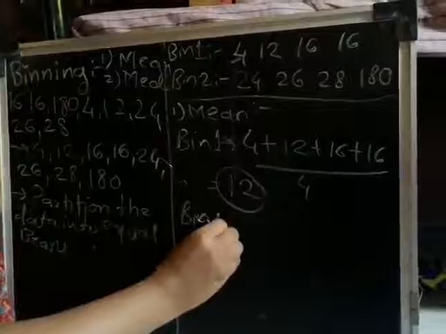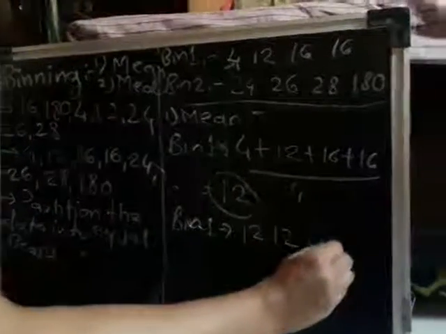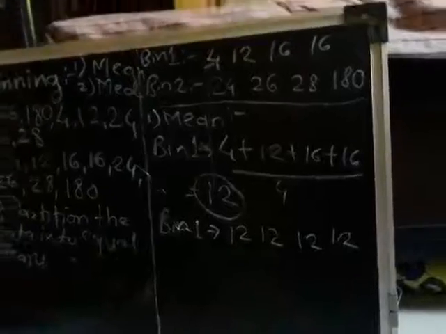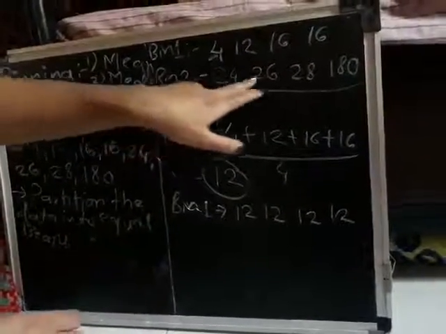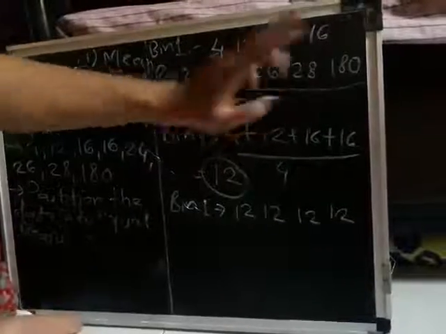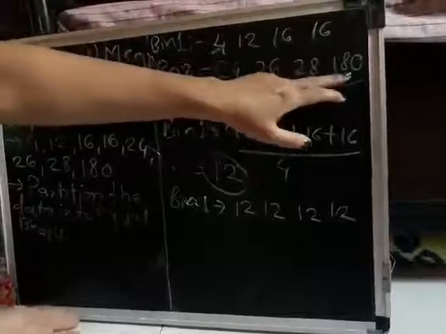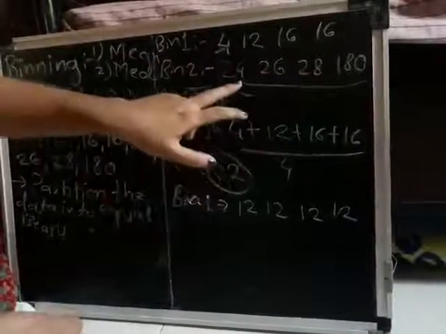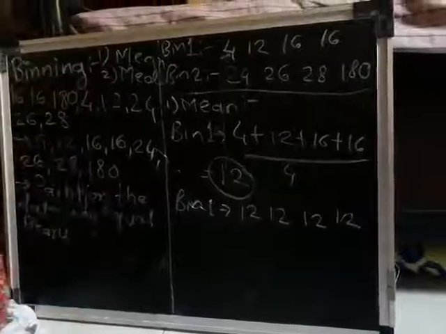So what will be bin 1 now? 12, 12, 12 and 12. Got it? Now for the second bin, again we have to calculate the mean of this bin. So the mean is 24 plus 26 plus 28 plus 180 divided by 4. So the output is 258 divided by 4, that is 64.5.